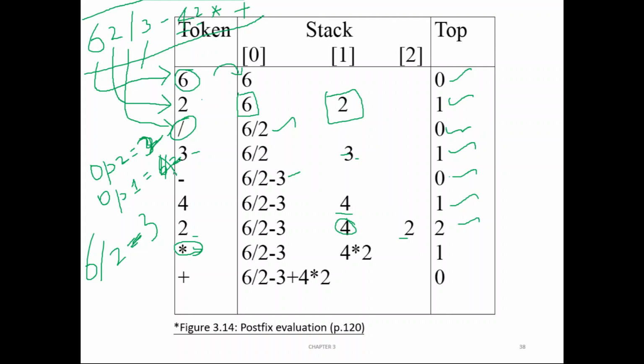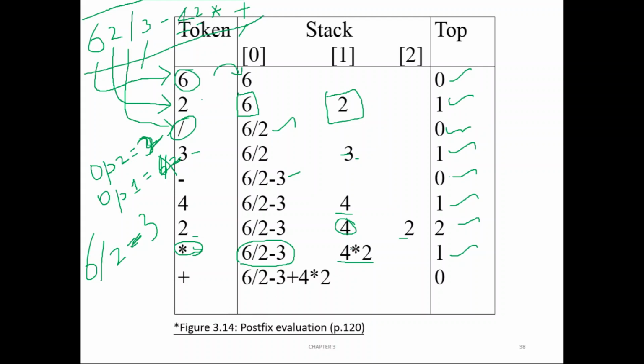Now perform the operation of the operator you got on operand 1 and operand 2. The operator you got is star, so apply star on operand 1 and operand 2. That is 4 into 2, which you push into the top of the stack. So now the top of the stack is 1. The 0th position contains the result of 6 by 2 minus 3, and the top of stack contains 4 into 2. Now again take the next token. What's the next token? Plus. Is it an operator or operand? It's an operator. Now again pop 2 times.